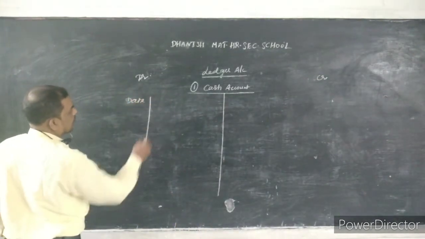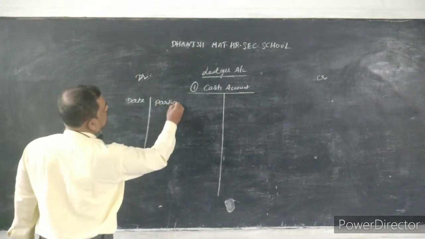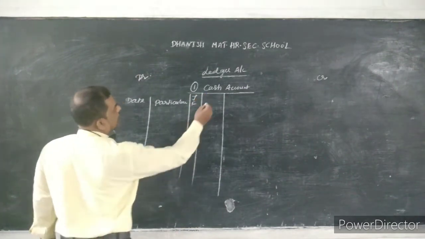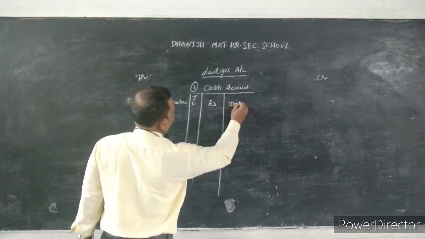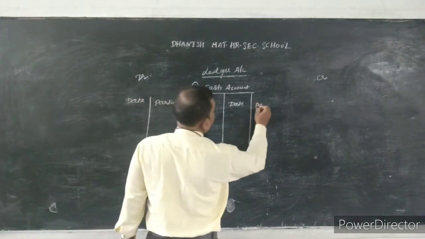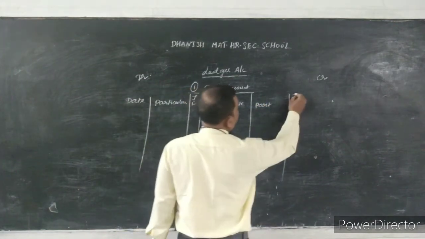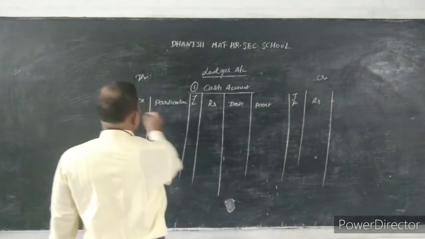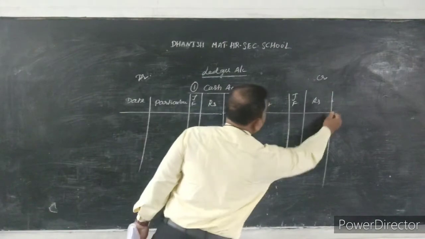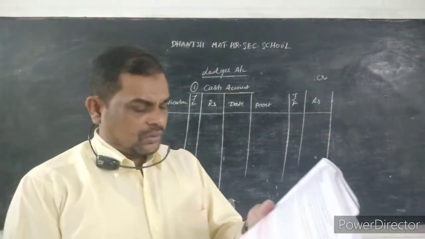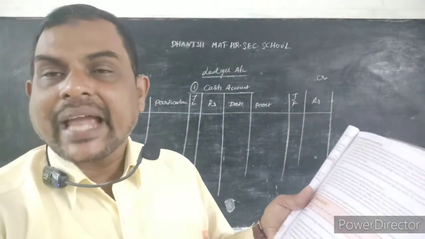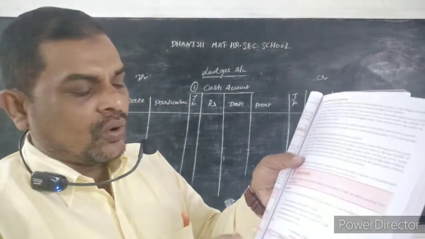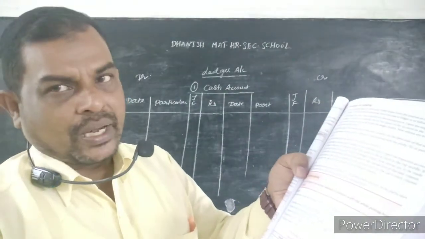Date, particulars, JF, amount in rupees. Date, particulars, JF, amount in rupees. Okay, this is the debit side, this is the credit side. Listen carefully. You have to see the journal entries wherever the cash is, because you are preparing a cash account only. Wherever the cash is there, you have to choose that cash account only.